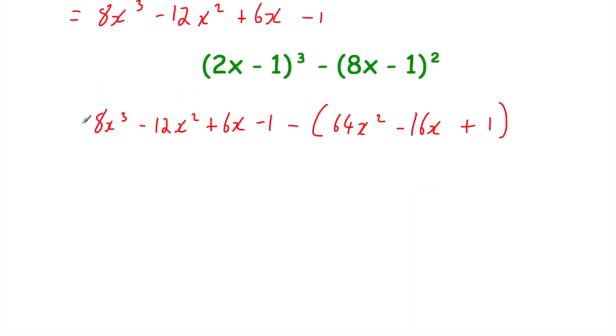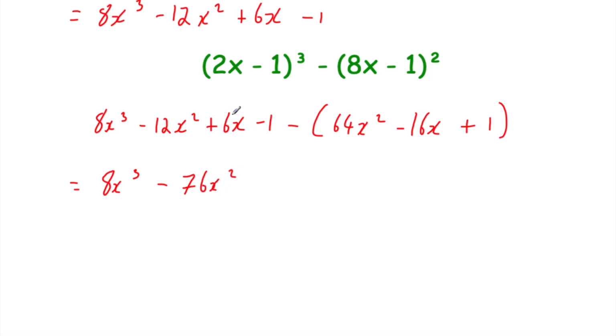Okay, so now let's work this out. So we've got the 8x cubed, but we're not taking anything away from that, so that's just going to be 8x cubed. Now we've got minus 12x squared, and we're going to be taking away 64x squared. Well, minus 12x squared take away another 64x squared would be minus 76x squared.